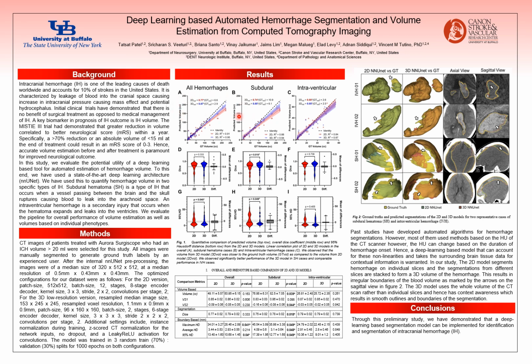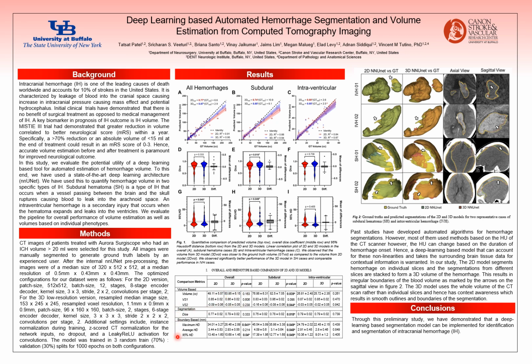Now, if you subdivide them based on phenotypes, you see that in subdural cases, the 3D model performs better than the 2D model. However, in intraventricular hemorrhage or IVH, since the volumes are small to begin with, the 2D and 3D models are very, very comparable. And as far as the volume similarity indices go, we see the same trend. We see the 3D perform slightly better as compared to 2D.